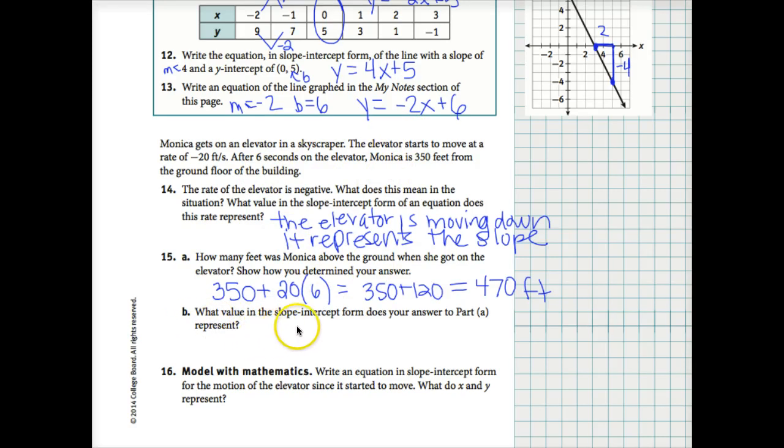15b, what value in slope-intercept form does your answer to part A represent? So this is where she started when time was 0. So remember, when time is 0, time is my x value essentially in this case. So that means that this value 470 represents the y-intercept.